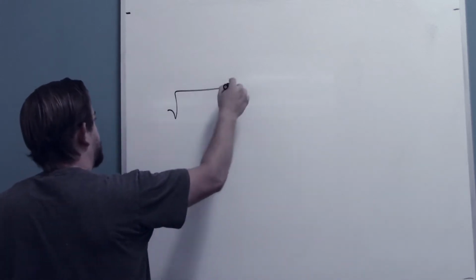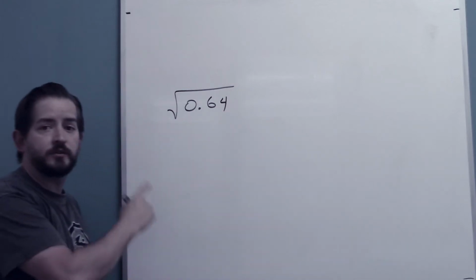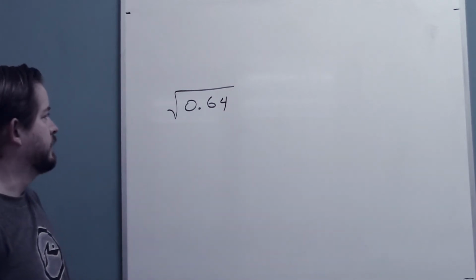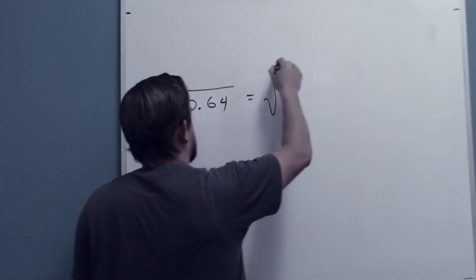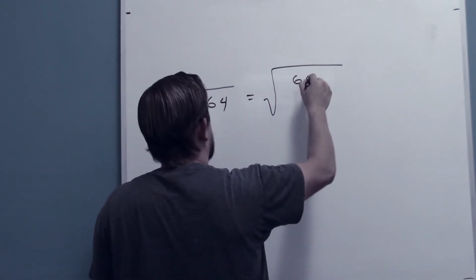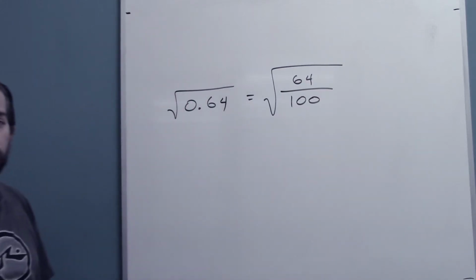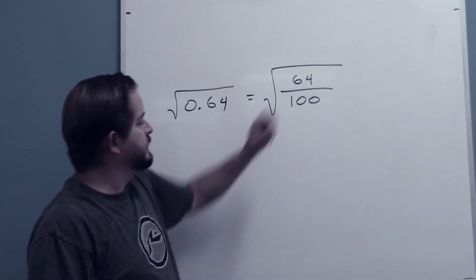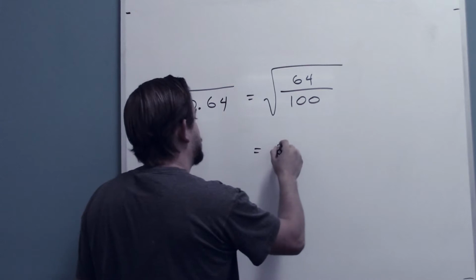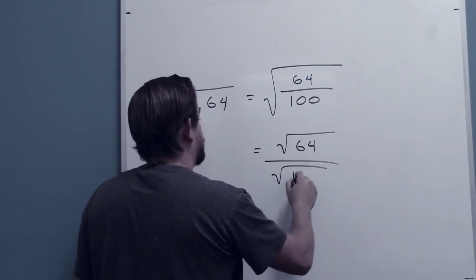So that's actually pretty helpful when I have to take square roots of something like 0.64, because I can write 0.64 as a fraction, 64 over 100. I don't want to simplify this. The reason I don't want to simplify this is because I can break this up now into the square root of 64, which I know, and the square root of 100.